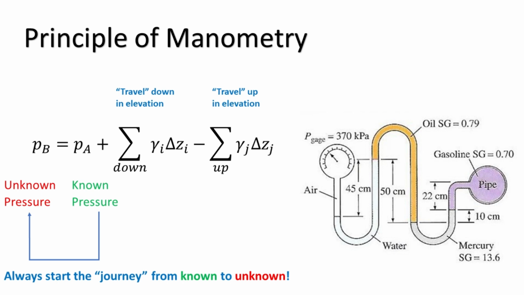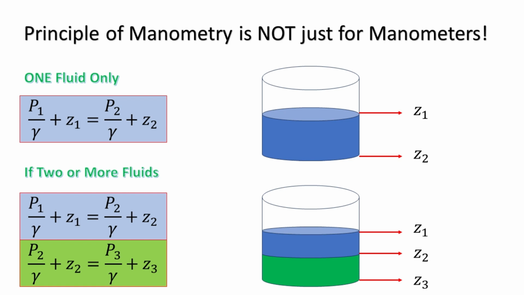Can you solve for the pressure at the center of the pipe in this problem now? Notably, we don't even have to have a U-shaped manometer to use the principle of manometry. In a regular water container, such as the one shown here, the principle of manometry is also applicable. Why don't you give it a try?